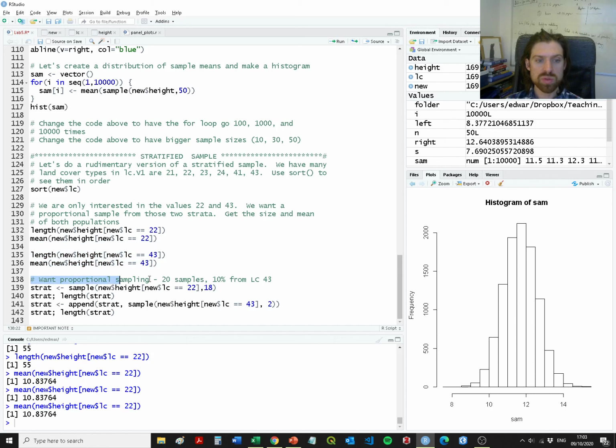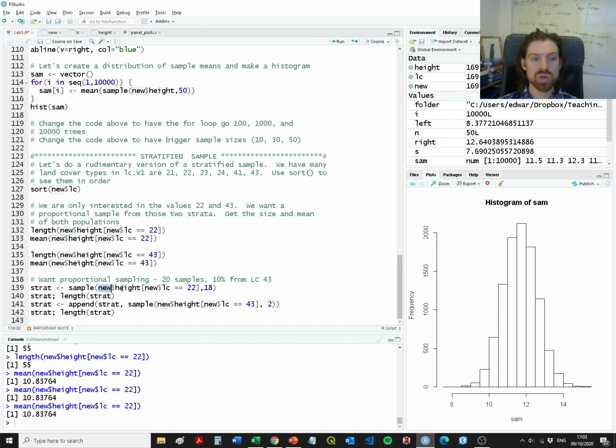Now when we've got those, we want to carry out some proportional sampling. So let's say that we want to take 20 samples, and we want the sample to be stratified based on 10% from land cover type 43, and therefore that means 90% from land cover type 22. So how do we do that?